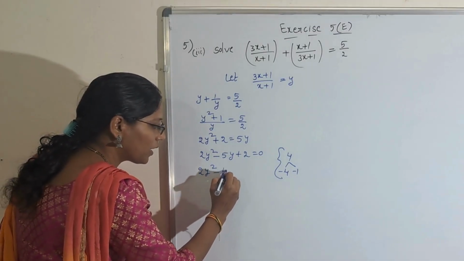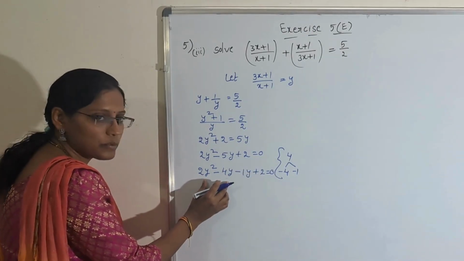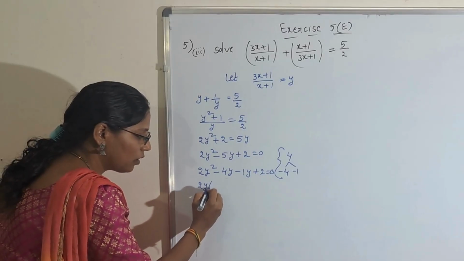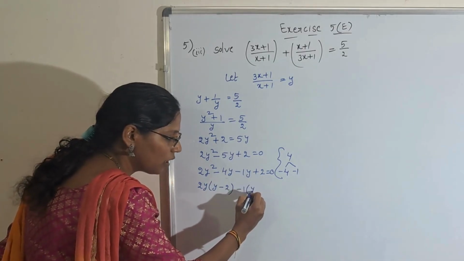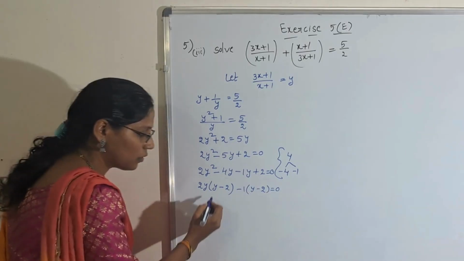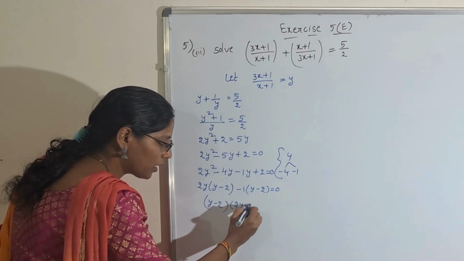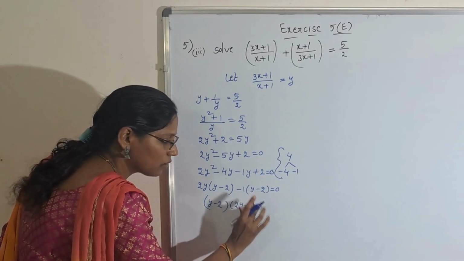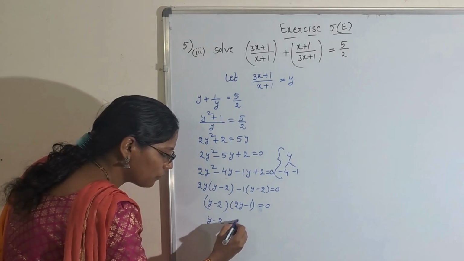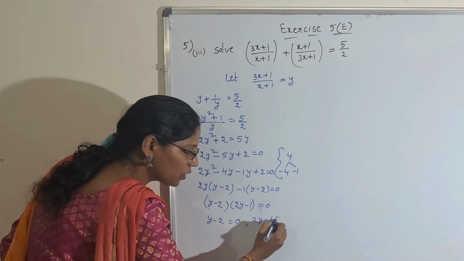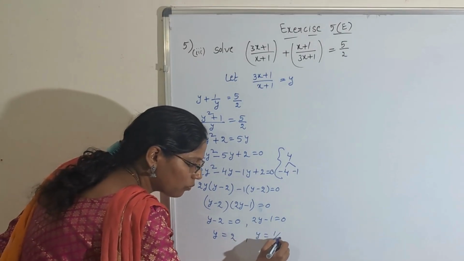2y square minus 4y minus 1y plus 2 equal to 0. In the first two terms, what is the common? 2y is the common. Remaining y minus 2. In the next two terms, minus 1 is the common. y minus 2 equal to 0. Here y minus 2 is the common. Remaining two terms, 2y minus 1 is equal to 0. Here y minus 2 equal to 0, here 2y minus 1 equal to 0. y is equal to 2. Here y is equal to 1 by 2.